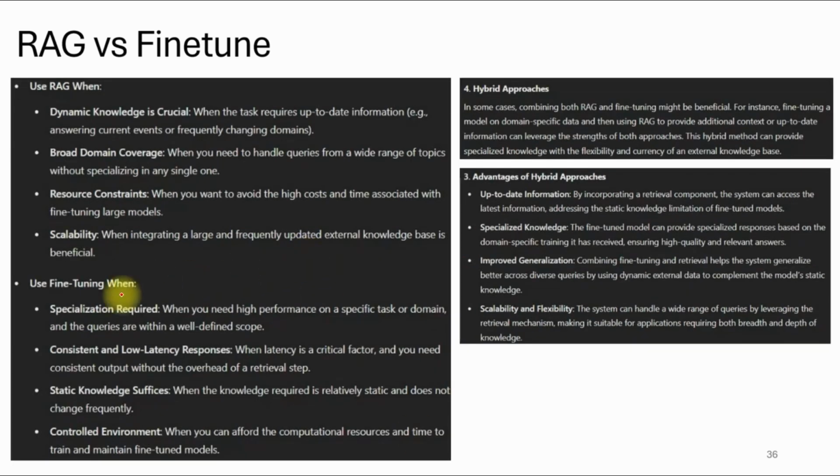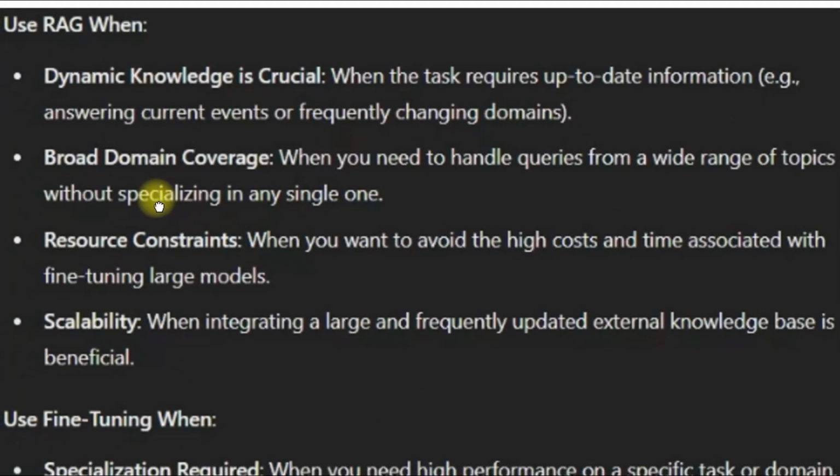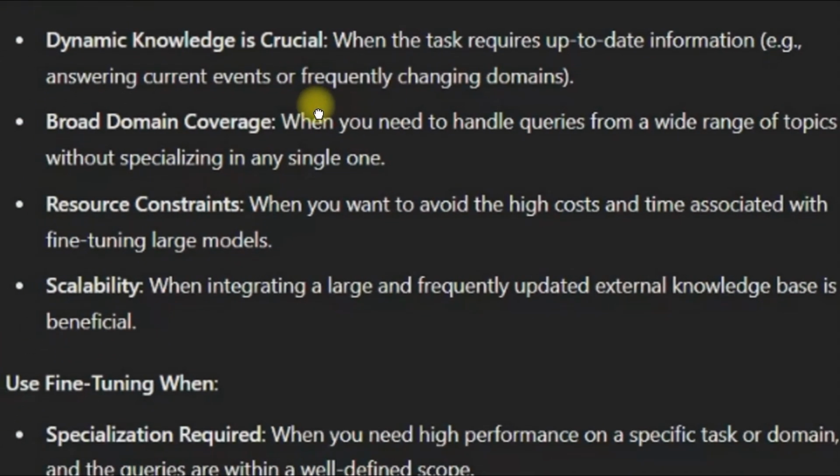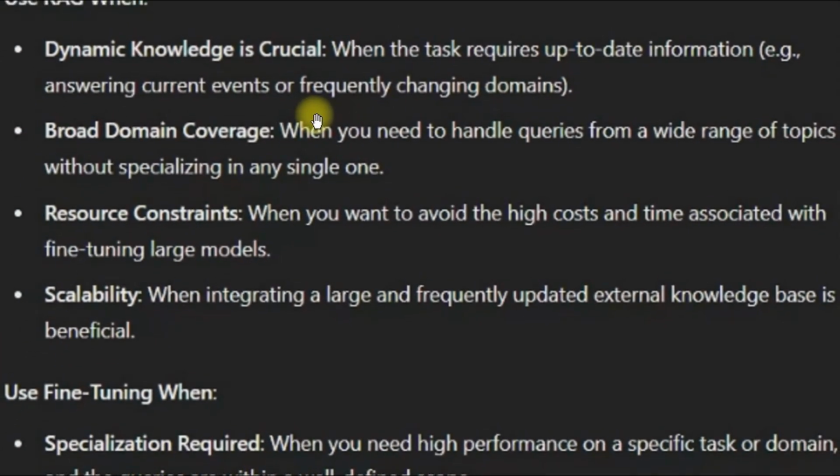Okay, so when should we use RAG and when should we use fine tuning? It's recommended to use RAG when the dynamic knowledge is crucial, when the data often updates frequently. So dynamic data is recommended for RAG rather than fine tuning. Or if another approach is when you need to handle queries from a wide range of topics without specializing in any single one. This means that the LLM has many capabilities, so it can have a wide range of domains. And if you have no specific reason, no specific technical need, then you can apply RAG.